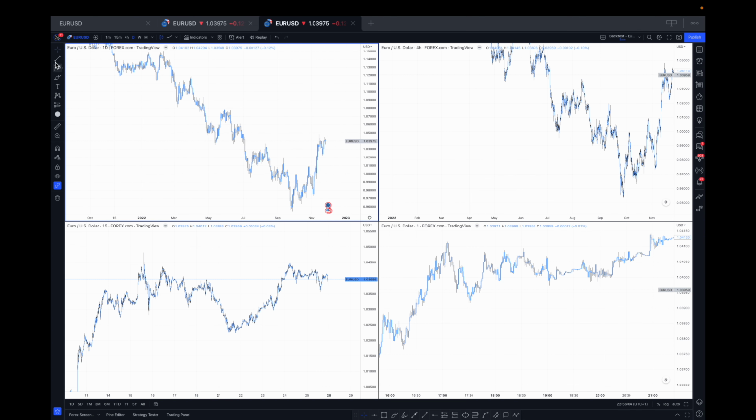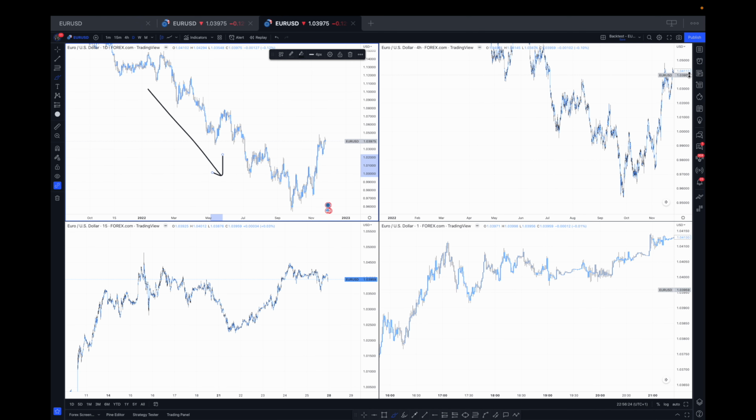Okay, so this is the daily chart. I have the daily chart here at the top, and then I have here the 4-hour chart, the 15-minute chart, and then the 1-minute chart. So let's just analyze this. On the daily chart, you can see obviously that the market is trending downwards, right? This is very clear as day, right?